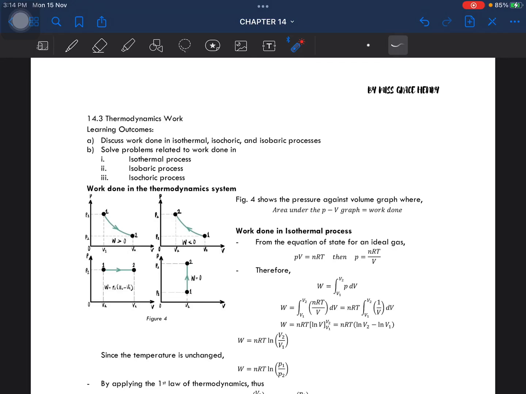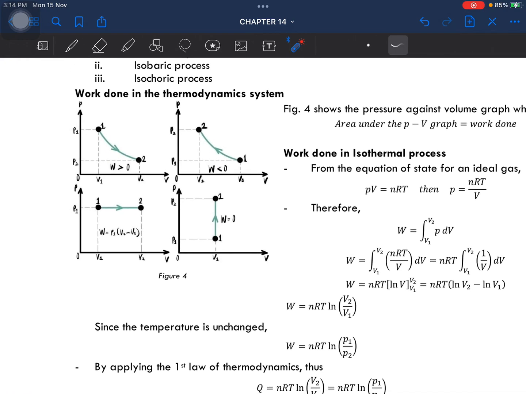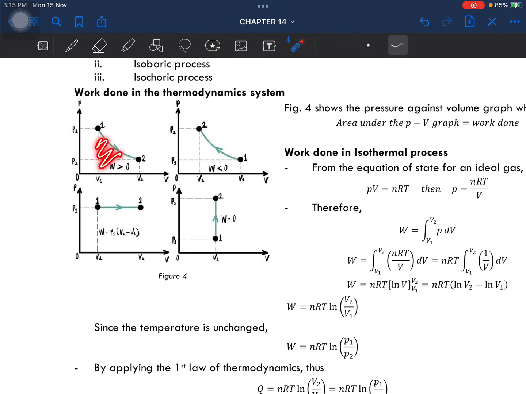Okay, the last subtopic, which is on thermodynamics work. So in this subtopic, you should be able to discuss work done in isothermal, isobaric, and isovolumetric processes and solve problems related to the work done. Work done in the thermodynamic system can be determined by calculating the area under the graph.